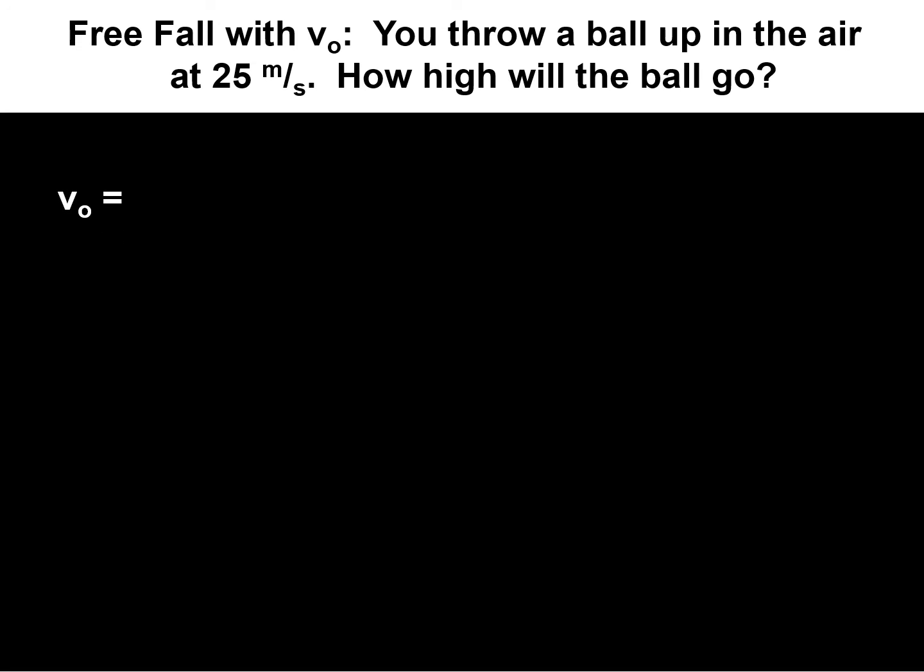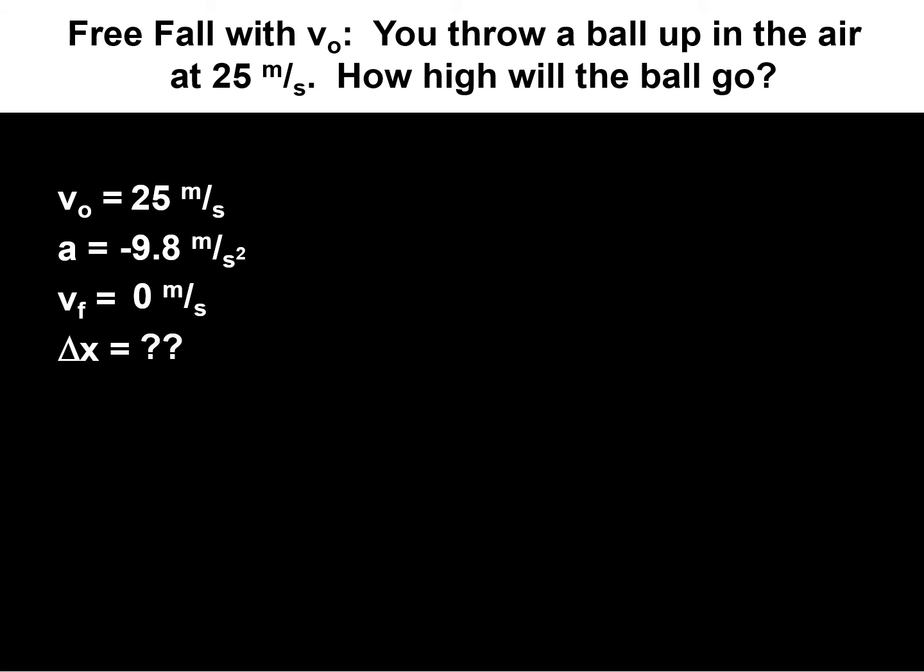We know the initial velocity, that's going to be 25 meters per second. We know the acceleration. Anything that's falling is going to have an acceleration of negative 9.8 meters per second squared. We also know the final velocity. When it gets all the way to the top of its path, it's going to stop before it comes back down. So we know the final velocity is going to be equal to 0 meters per second. What we're looking for is displacement. We're looking for a vertical displacement.